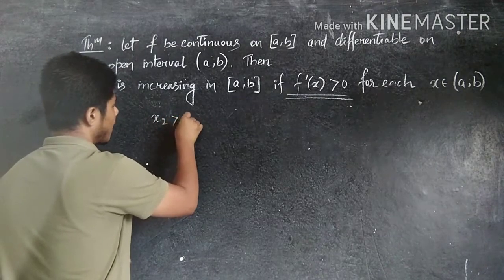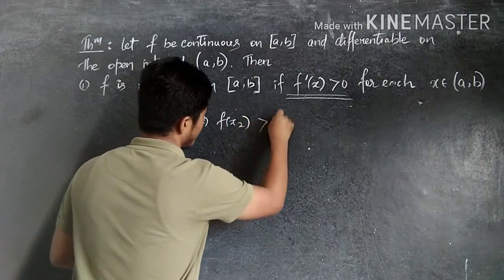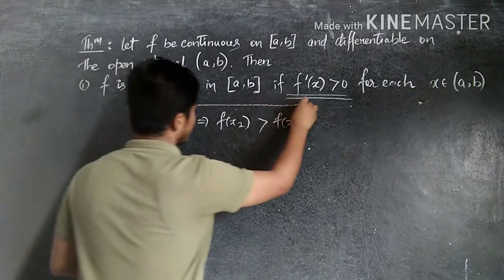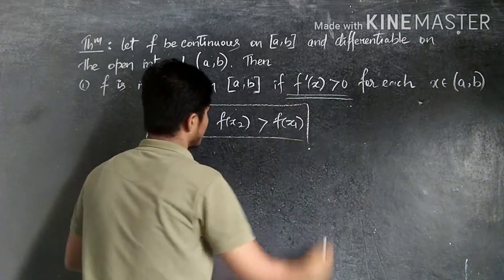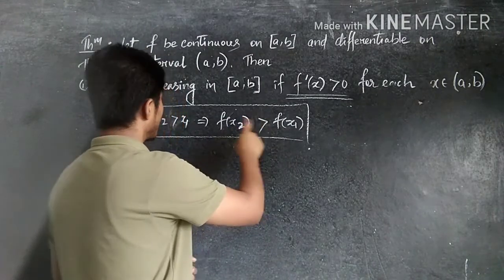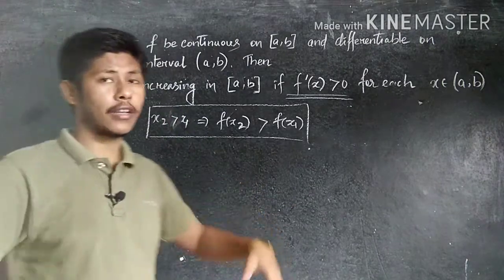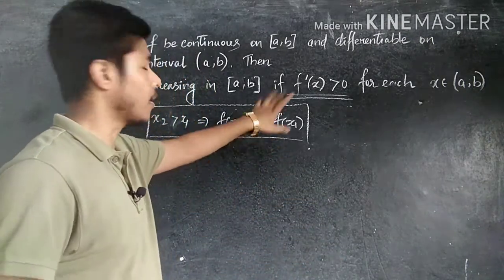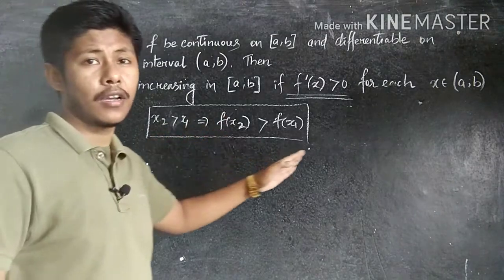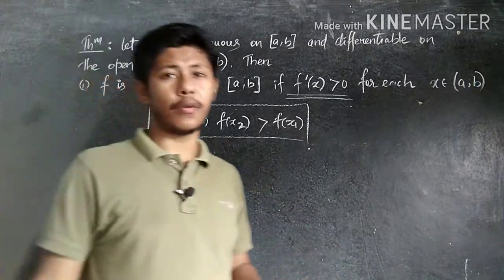If x2 is greater than x1, this gives us f of x2 is greater than f of x1. So this one is the condition of an increasing function, or not only increasing, strictly increasing. Ultimately, for increasing, the equal sign can be put, but this is the condition of strictly increasing. So this condition must be satisfied.